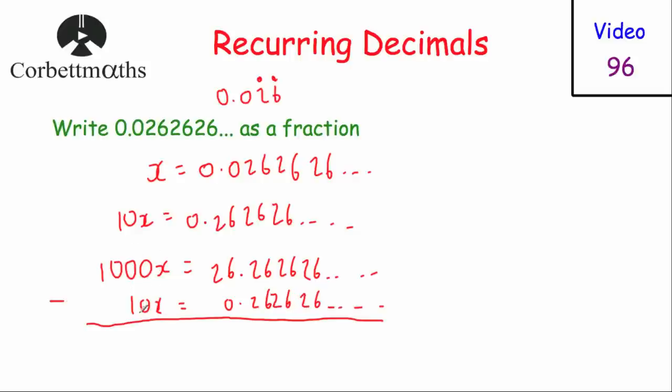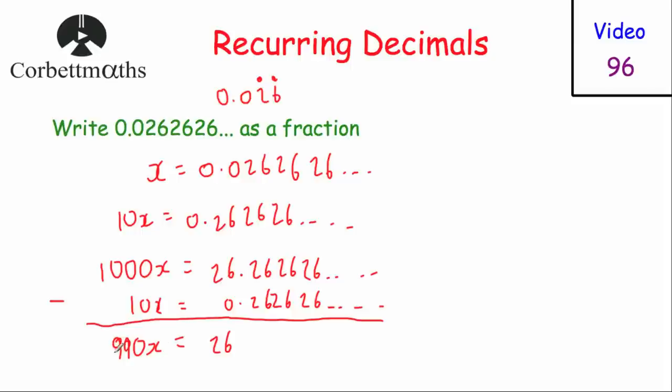When we take these away from each other, on our left hand side we've got 1000x take away 10x. Well, 1000x take away 10x will be 990x. So 990x. And on our right hand side, we had 26.262626 and we take away 0.262626. If you have a look, 6 take away 6 is 0, 2 take away 2 is 0, 6 take away 6 is 0, 2 take away 2 is 0, and so on. So all those numbers after the decimal point would just cancel out. So we'd just be left with 26 take away 0, and 26 take away 0 is 26. So whenever you take 26.262626 and take 0.2626 away from that, you'll just be left with 26.